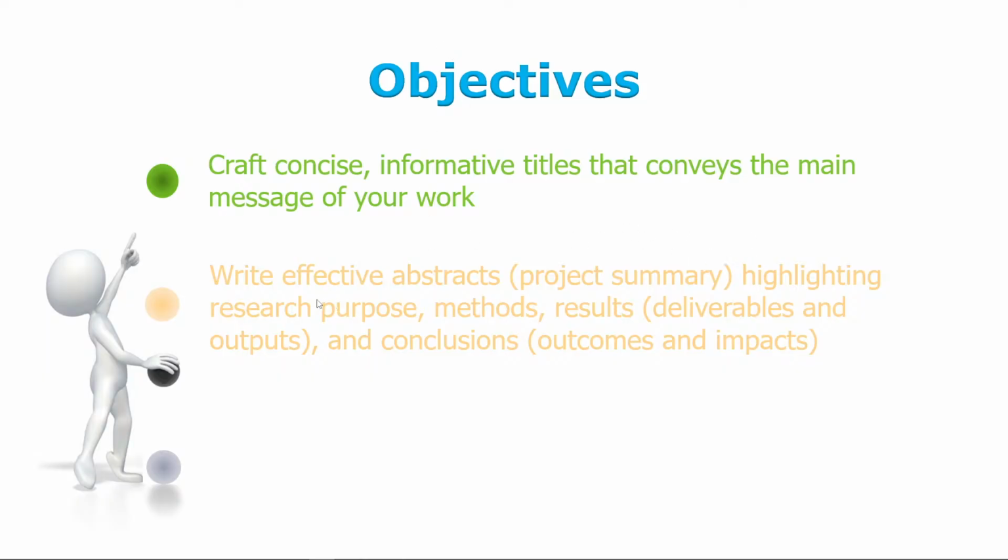Whether you're writing a research abstract or a research summary, you will highlight the research purpose, you will highlight the methods, results. For a project summary, you might still not have results. You might have some pilot results, but not necessarily. So for this one, that would be deliverables and outputs and conclusions. For a research paper, you have conclusions, but this one is a proposal. You still didn't do the work. So for this one, you might talk about the expected outcomes and impacts.